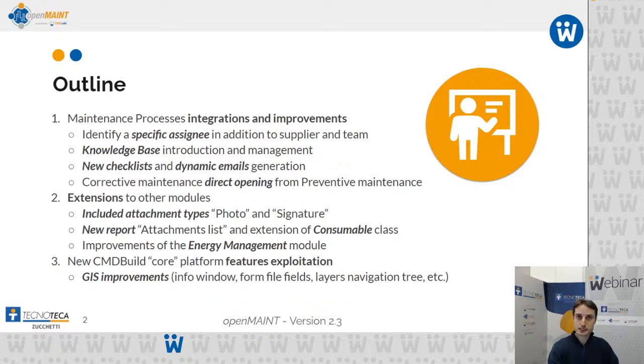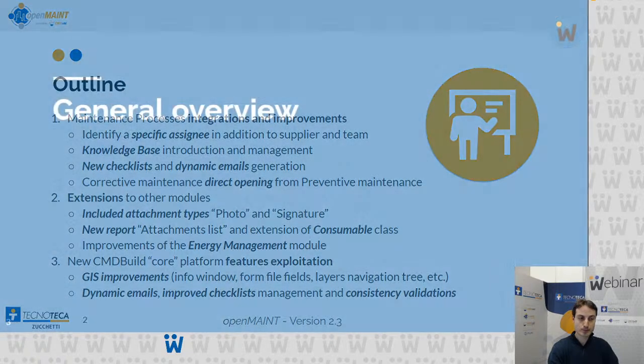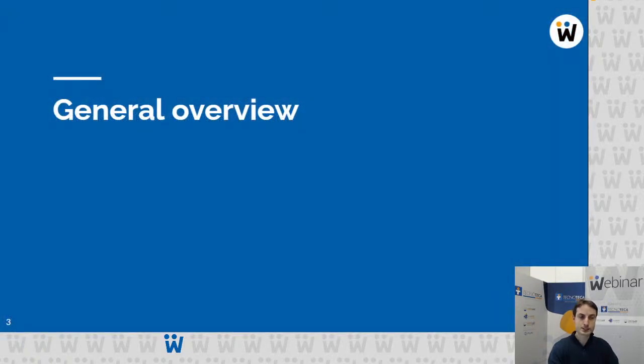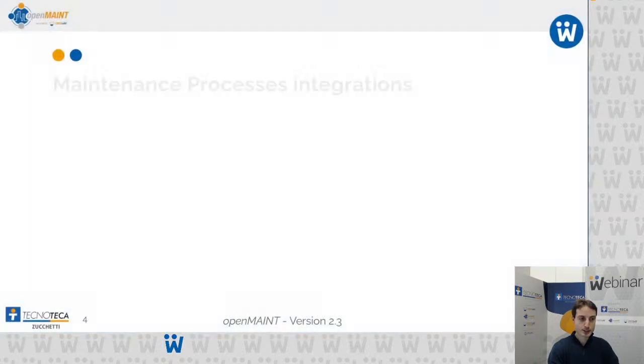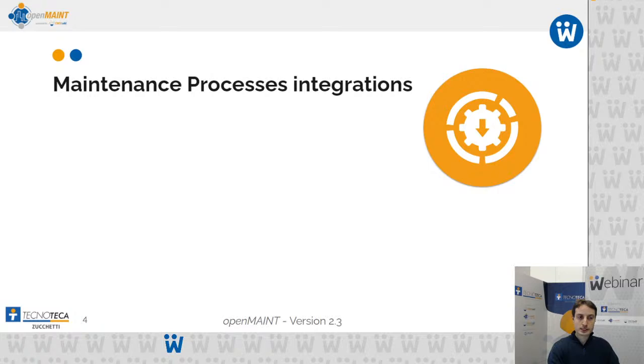Mainly, we will discuss the GIS improvements, so the bidimensional map, info windows, form fields, and so on, and also some aspects concerning the emails, as I have discussed, and checklist and consistency validation. But let's move on. Some general overview: I will give you a couple of details first, and then I will show you what this practically turns out to be in the openMAINT live demonstration. So I will start with the maintenance process integrations.